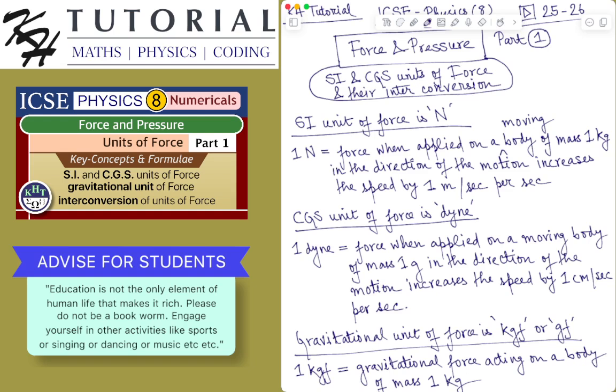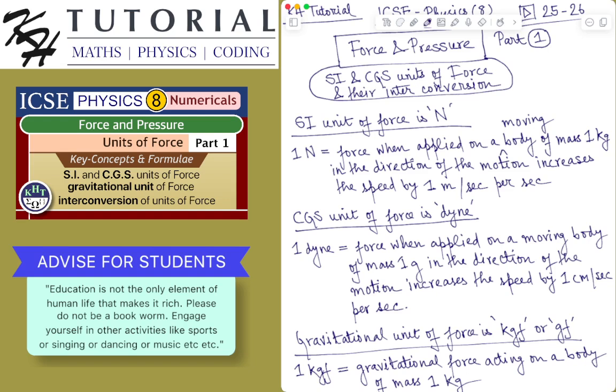1 Newton is the force when applied on a moving body of mass 1 kilogram in the direction of motion, increases the speed by 1 meter per second in 1 second. That is, after every 1 second, the speed of the body, which is already in motion, is increasing by 1 meter per second. As the unit of speed is meter per second, so the speed is increasing by 1 meter per second every second. So this is the fundamental definition of 1 Newton.